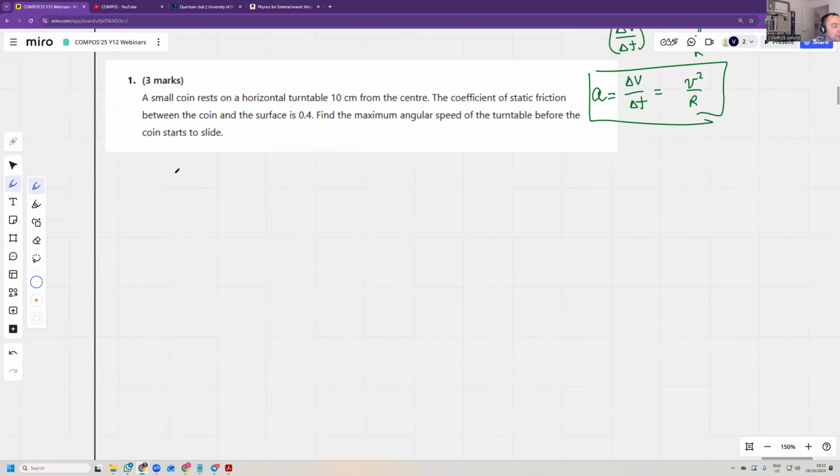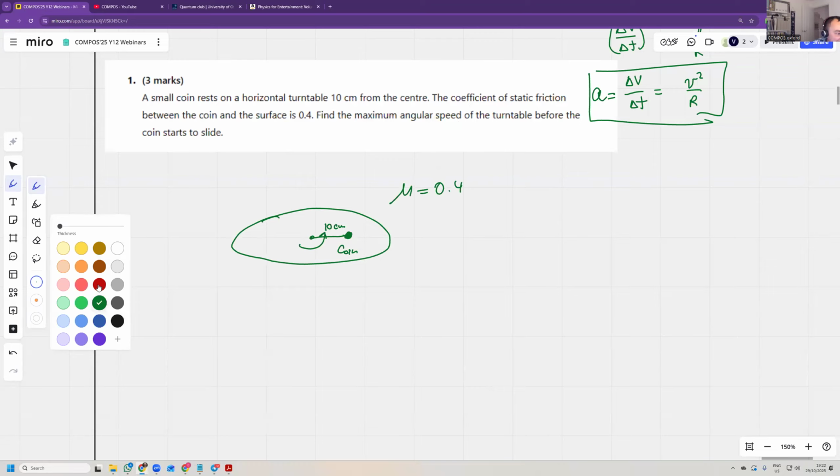Okay, problem 1. A small coin rests on a horizontal turntable. So we have a horizontal turntable rotating and 10 centimeters from the center, there is a coin. The coefficient of static friction between the coin and the surface is 0.4. Find the maximum angular speed of the turntable before the coin starts to slide.